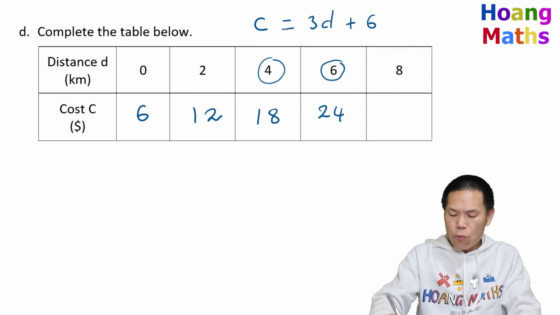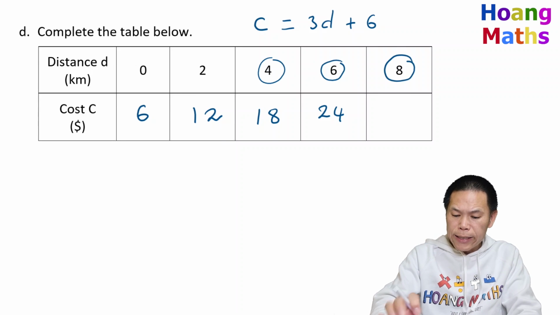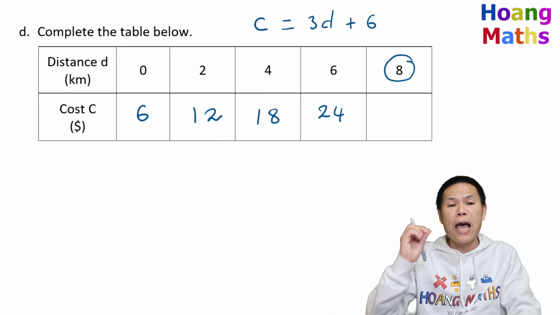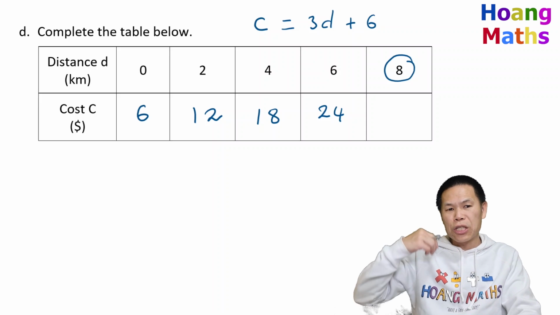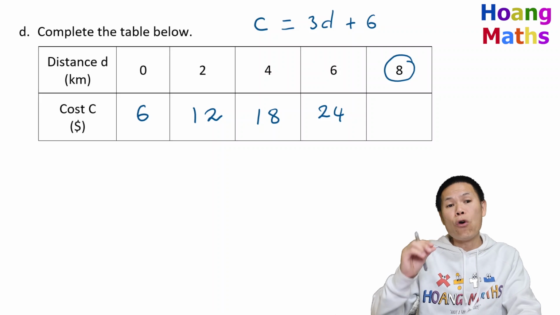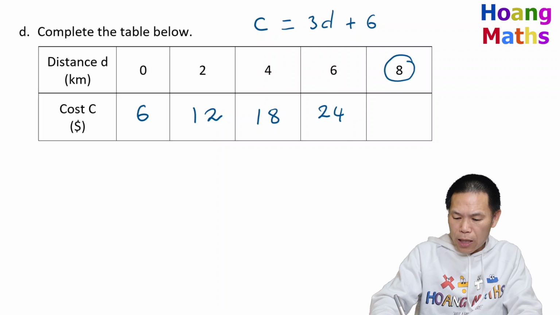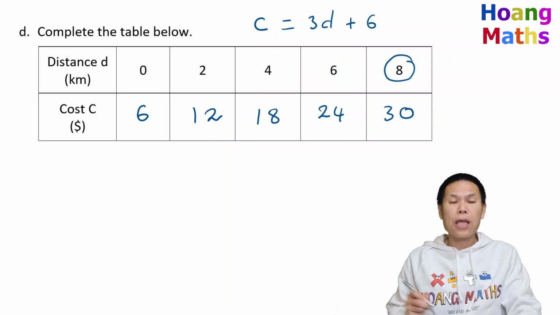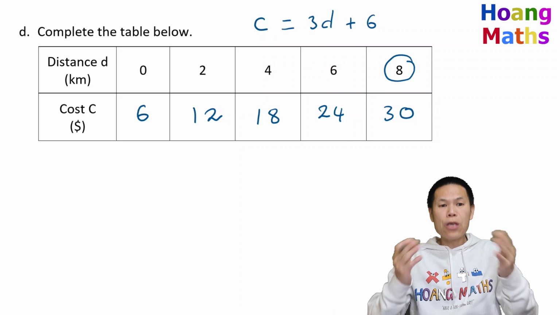And similarly, when d is equal to 8, that is 3 times 8 plus 6. We can just put it on a calculator. 3 times 8 gives me 24, plus 6. So that is 30. So that is $30. So there you go.